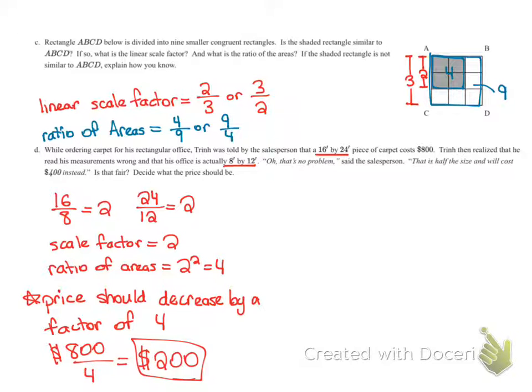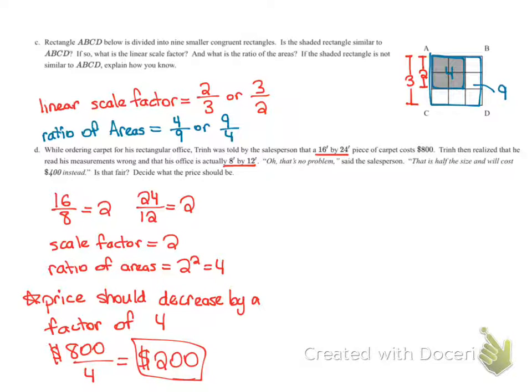To find the areas, I simply counted up how many squares each rectangle was made of. The smaller rectangle was made up of 4 squares. If I count all the squares in the larger rectangle, it's 9. So the ratio of the areas would be 4 to 9, or 9 to 4, depending on what order you went.